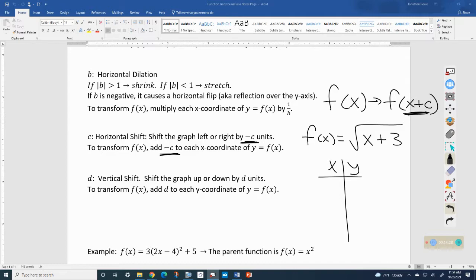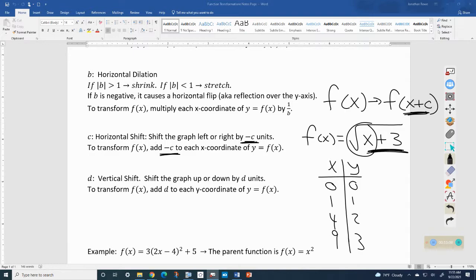All right, again, we're just using the parent function at first. So I'm going to use the numbers 0, 1, 4, and 9 again, since we're dealing with the square root function. If I'm just doing the square root of x at first, then the square roots of 0, 1, 4, 9 are 0, 1, 2, and 3 respectively. Then I'm going to apply the shift to it.